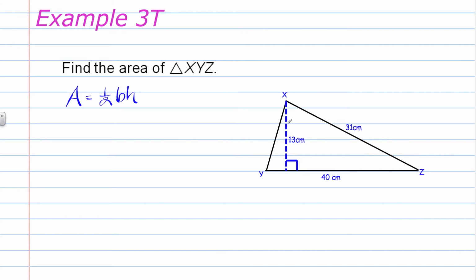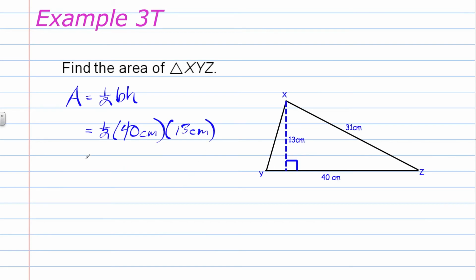This should be pretty clear. In this case, here's the height, and it's perpendicular to side YZ. So YZ is acting as the base. So this is pretty straightforward. Area is equal to 1/2 the base, which in this case is 40 centimeters, times the height, which is 13 centimeters.